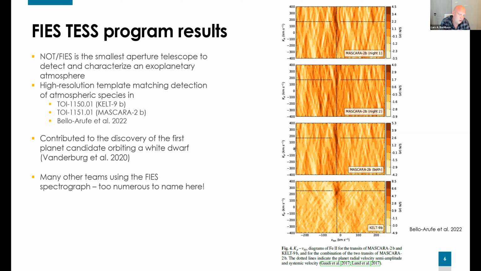And then we contributed to Andrew Vanderburg's orbiting white dwarf planet candidate. There are numerous other teams that have used FIES, for example, KESPRINT, as we heard earlier, and others that were a bit too numerous to name here. So I will just say that there are many people that use FIES, and I advertise that you should go use the telescope if you want. That's all.